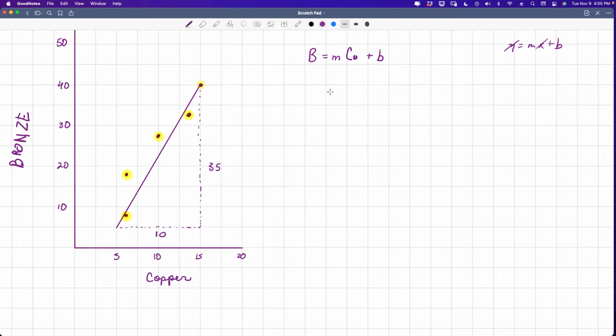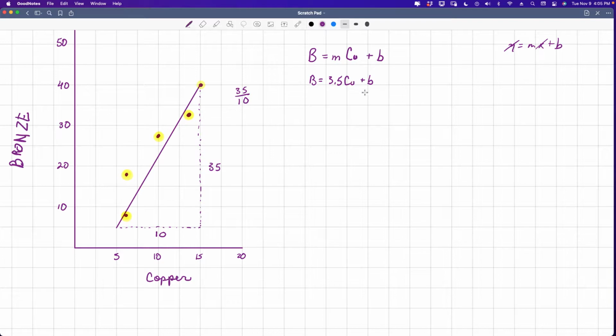So from the triangle, we see we have a slope of 3.5, right? We have 35 up and down, the y, and 10 on the x. So that's 35 over 10. And when we divide, that becomes 3.5. So it becomes B equals 3.5 Cu plus b.